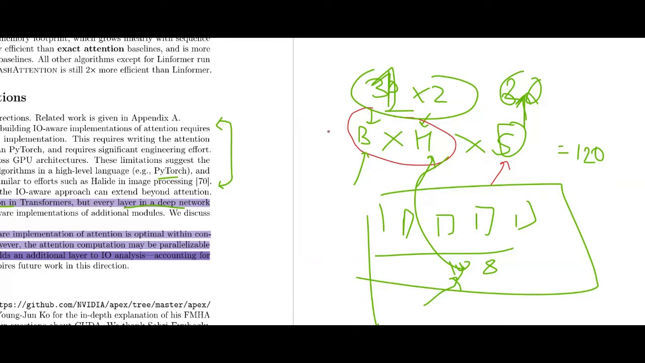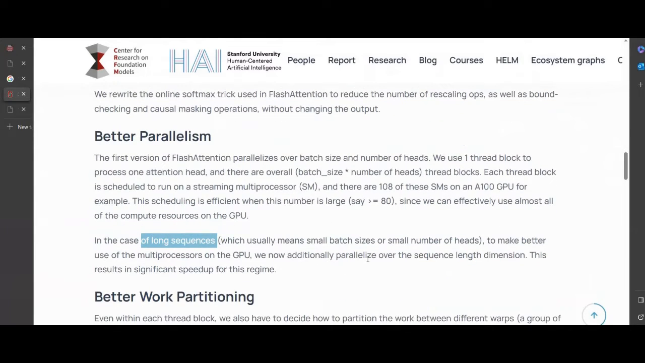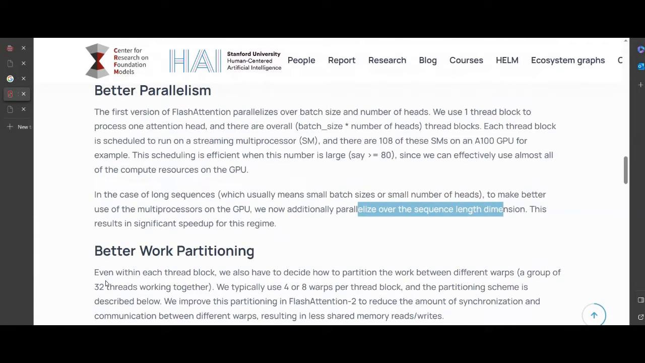So in FlashAttention V2, they also parallelize over the sequence length. This is what they say: we additionally parallelize over the sequence length dimension. This results in a significant speed up.